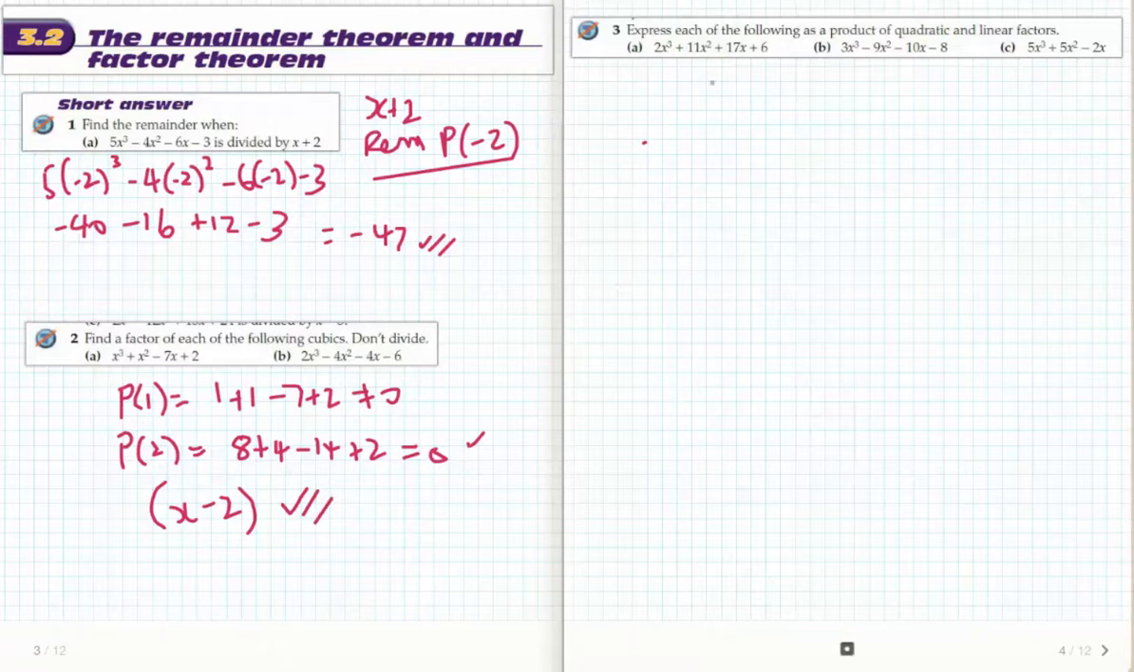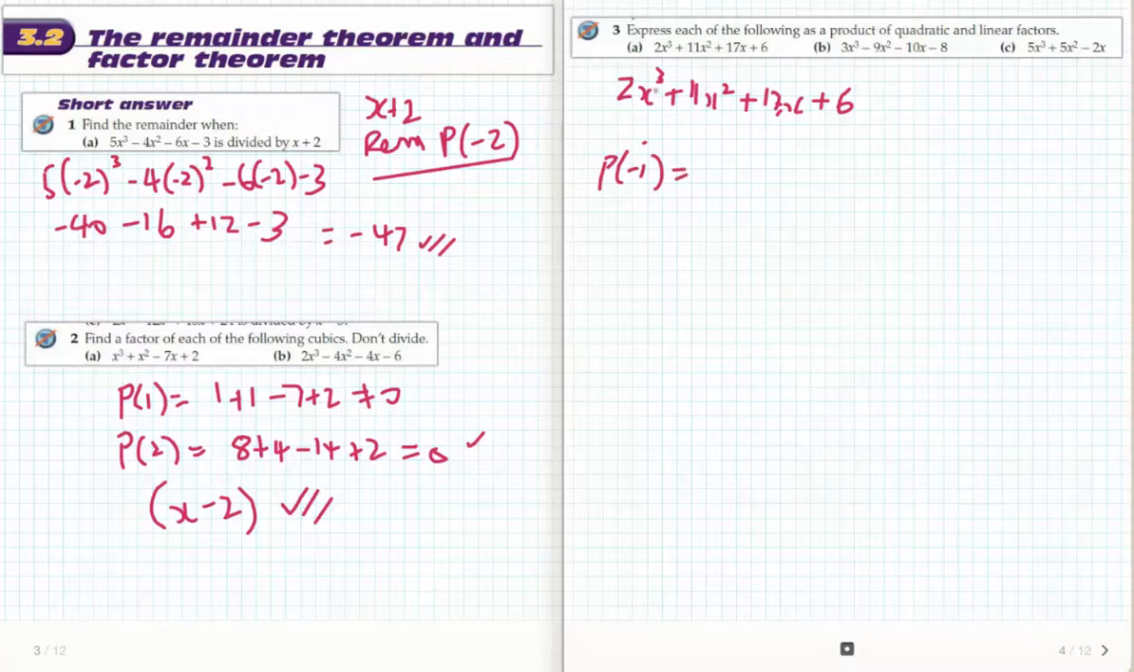Okay, in question 3, express each of the following as a product of a quadratic and a linear factor. So in a's case, I've got 2x cubed plus 11x squared plus 17x plus 6. It's pointless putting p of 1 or p of 2 or p of 3 because there's no way I can get to 0 if all of these are positive coefficients. So I'll start with p of negative 1.